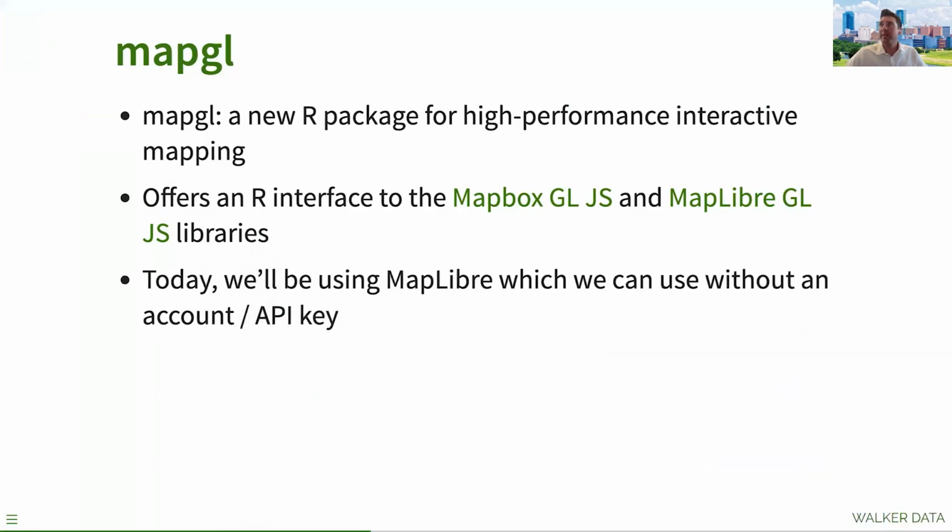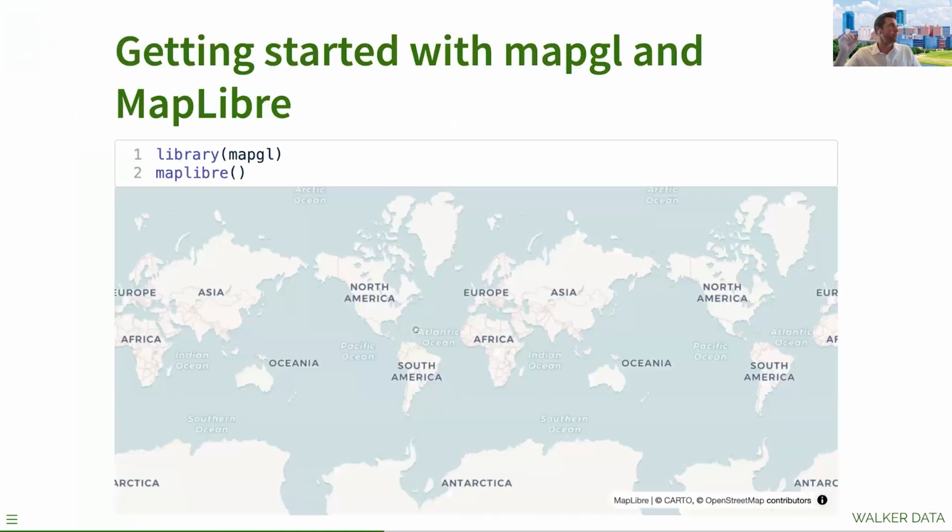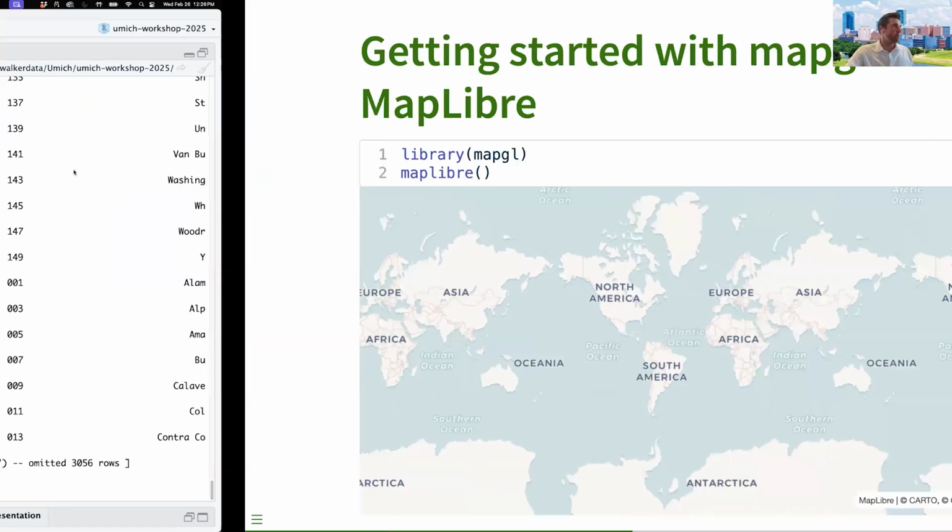So with that in mind, let's go ahead and get started. We can use MapLibre without an account or an API key. So let's do a very quick introduction to MapGL. Just to show you very briefly, we'll load in MapGL with the library(mapgl) command. And then to make a MapLibre map, all you have to say is just maplibre(). And I'm going to show you how that works here.